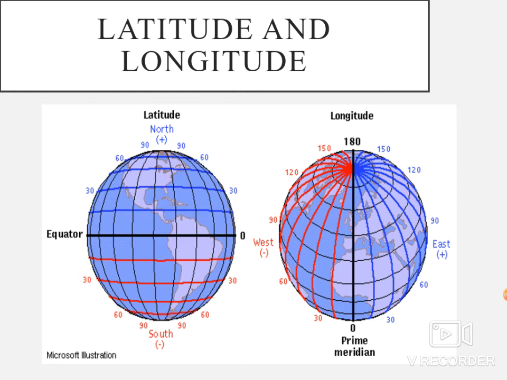The longitude of a place is measured east or west of the prime meridian. The prime meridian is 0 degrees longitude. 180 meridians are to the east of the prime meridian and are marked with capital E. 180 meridians are to the west of the prime meridian and are marked with capital W.